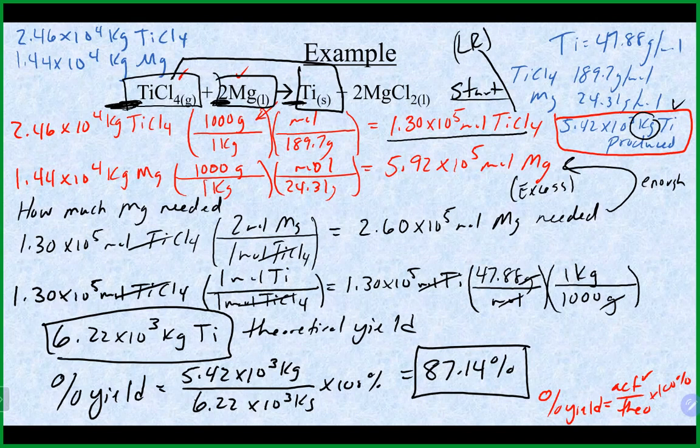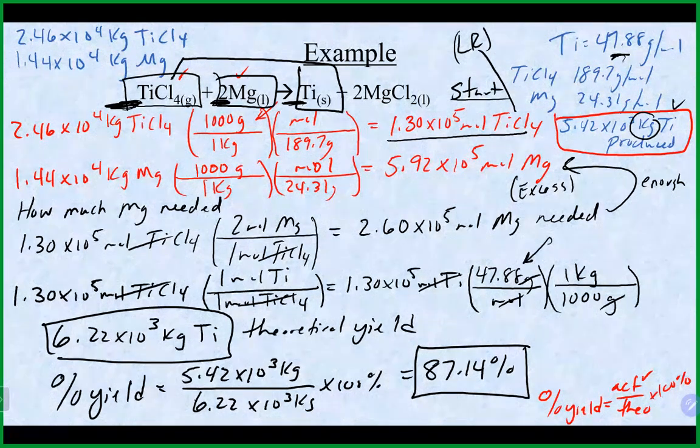47.8. Are we talking about this number, or when I was converting, say one more time? For the theoretical, this number right here, that's the molar mass of Ti from the periodic table. Yeah. Yeah. Other questions?